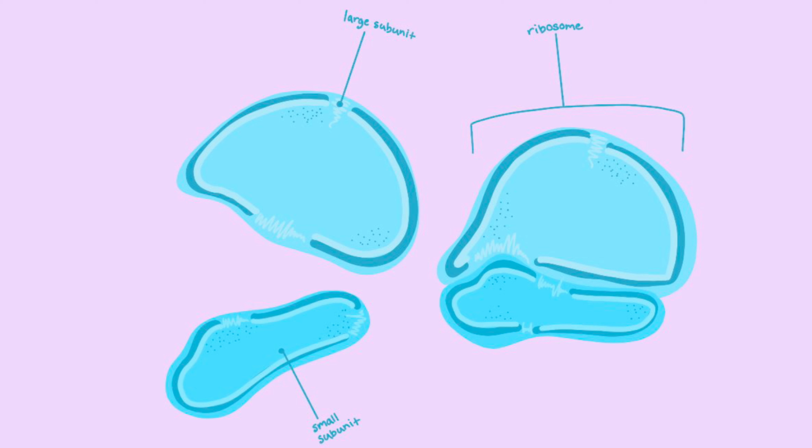Ribosomes are protein-making structures found in the cytoplasm that are created when a small and large subunit combine. They read a copy of DNA called mRNA and make a protein depending on its code during a process called translation.